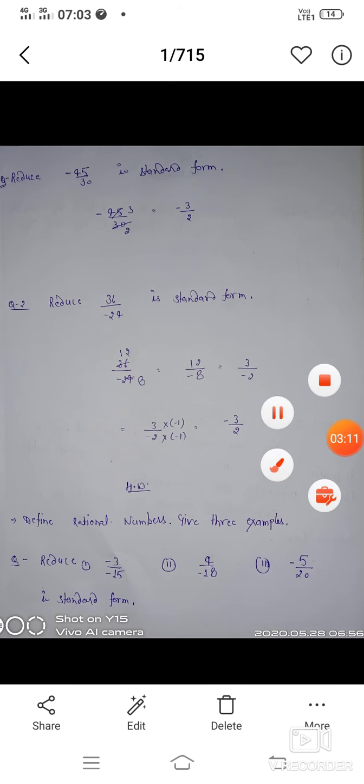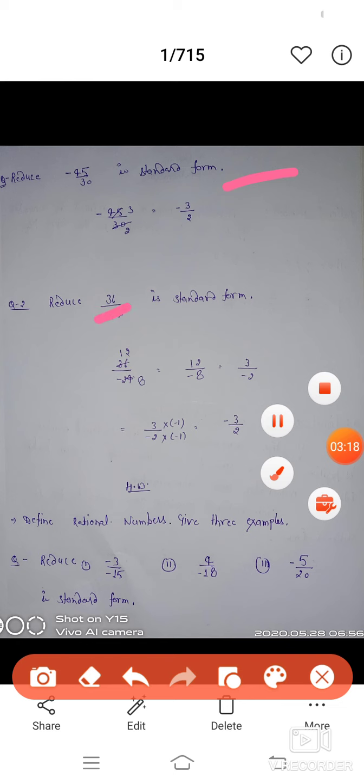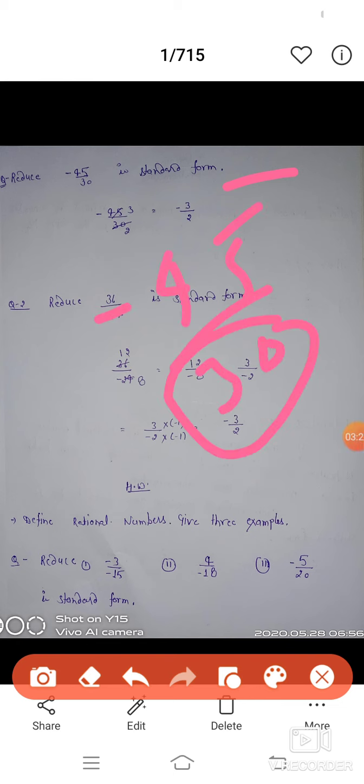Here the second question is: reduce minus 45 upon 30 to standard form. Now minus 45 upon 30. The first condition of standard form is that the denominator should be in positive form. Here you can see that the denominator is in positive form, and the second condition is that the common factor between numerator and denominator must be equal to 1. Here the common factor between numerator and denominator is not 1.